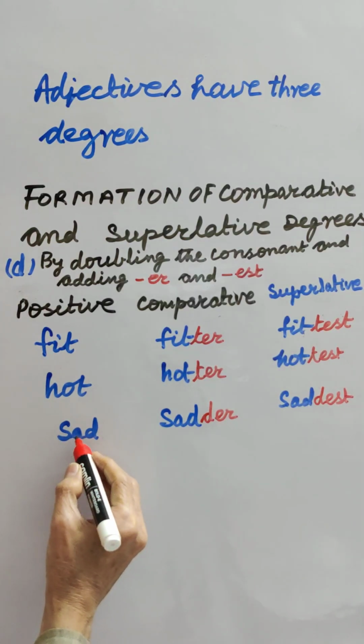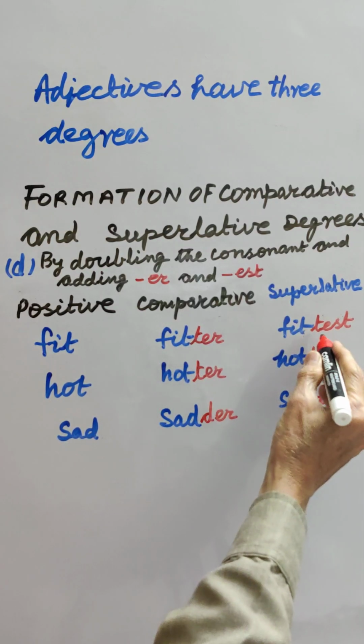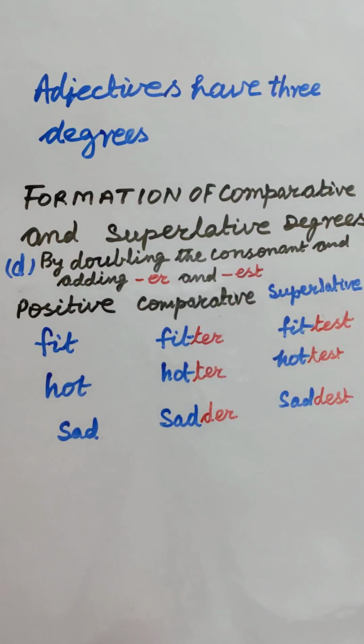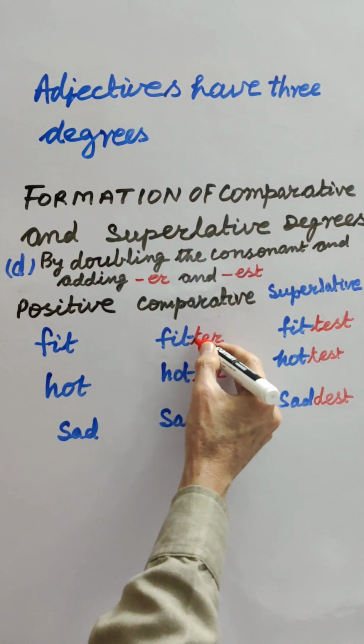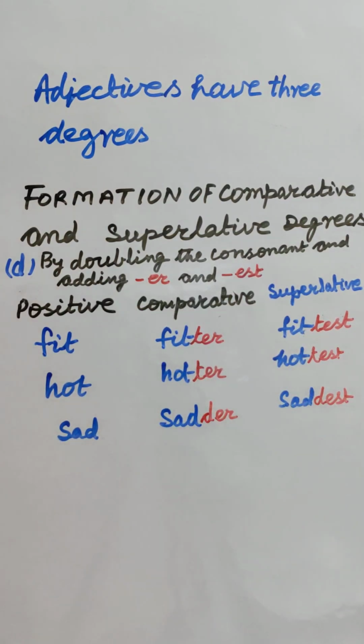Positive, comparative, and superlative. ER is used in the comparative, and in the superlative EST is used, and the consonant with a vowel before it is doubled. T is doubled here. D is doubled here.